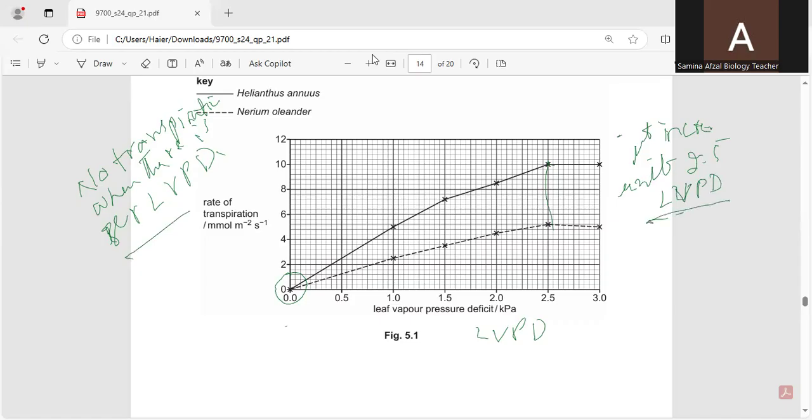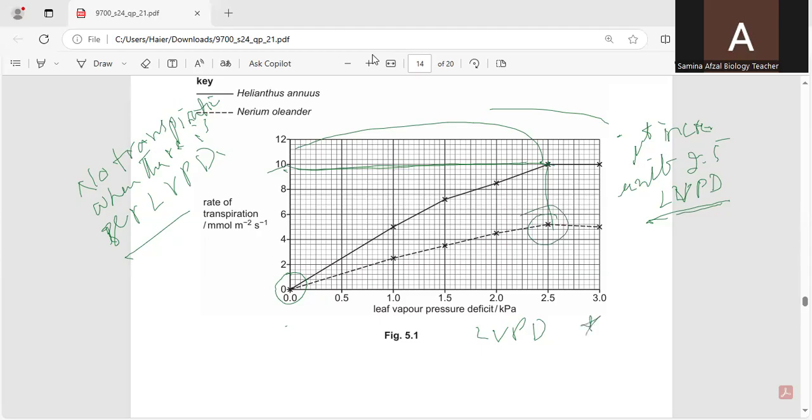So at 0 LVPD, there is no transpiration. When the LVPD increases, the rate of transpiration also increases, which reaches 10, the maximum, in Helianthus annuus, and in the other it is low, around 4.9, in Nerium oleander. It means there is a great difference in the range.